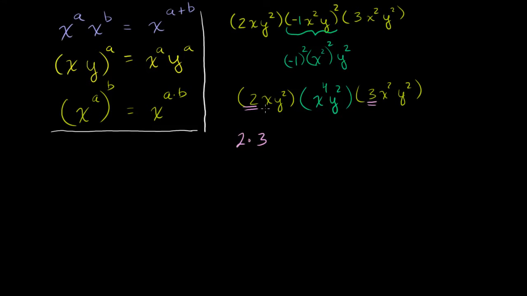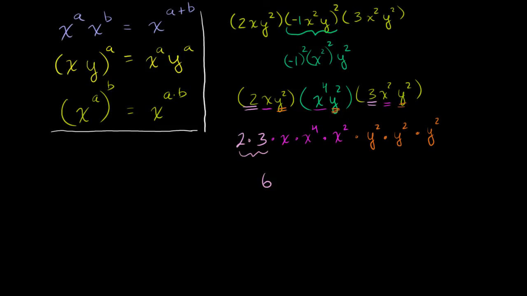Let me do it in this color. Then I have times x times x to the fourth times x squared times x squared. And then I have to worry about the y terms. Times y squared times y squared times another y squared times another y squared times another y squared. And now what are these equal to? Well, 2 times 3, you knew how to do that. That's equal to 6.